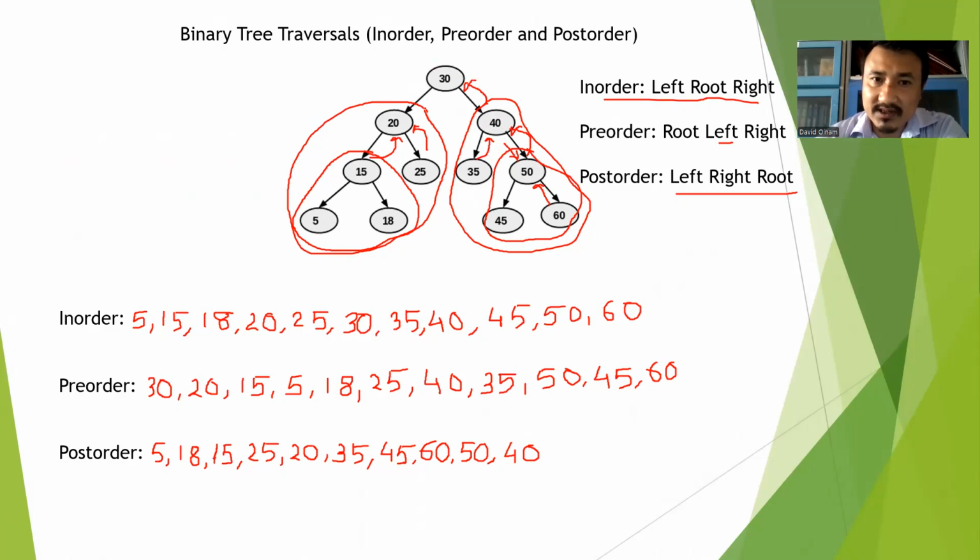For the node 30, the left part we have fully completed. The right part we have fully completed here. And then we have to backtrack to the 30. So left part completed, right part completed, then remaining is root 30. So we have to write finally 30.